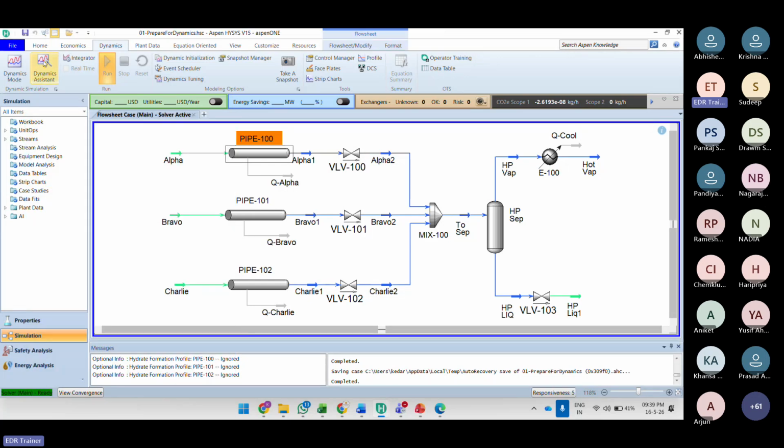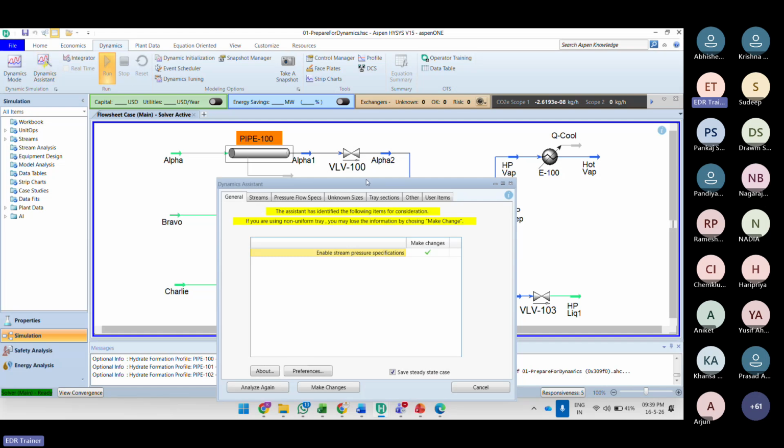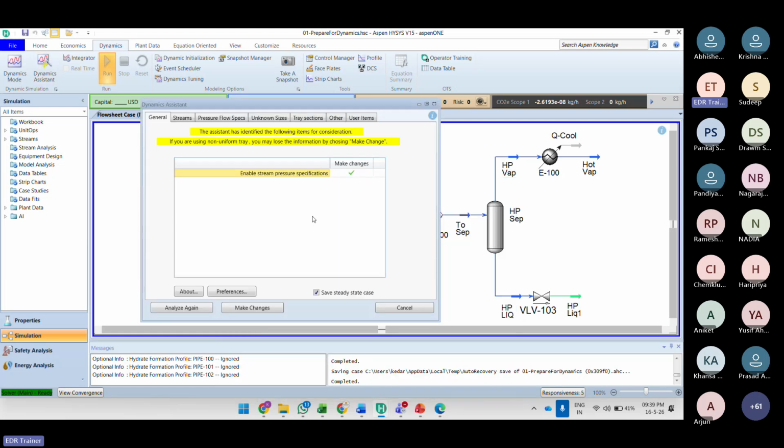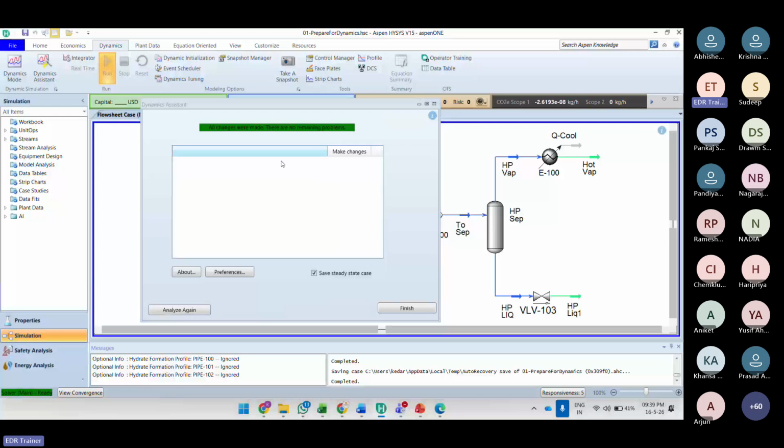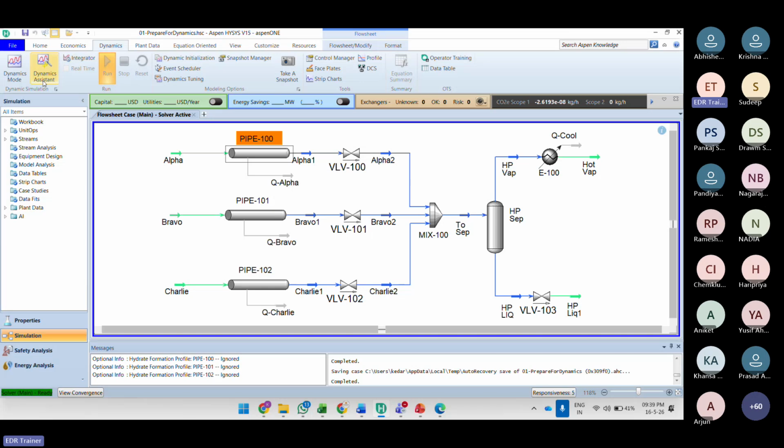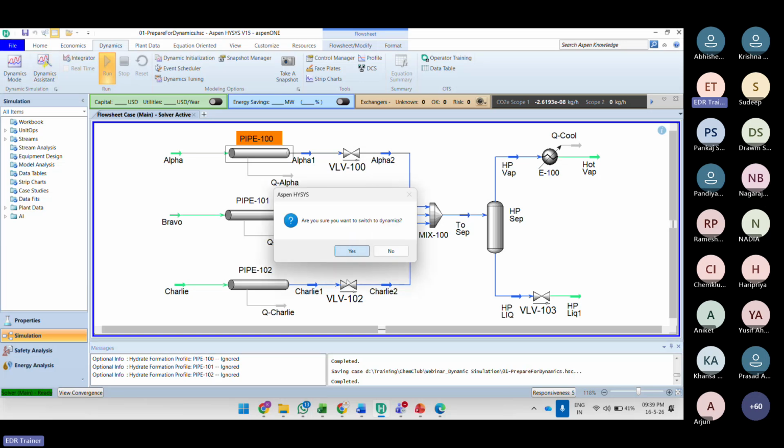Then for the dynamic assistant, as I said, if you miss something, it is better to check through the dynamic assistant. Even if you have done everything correctly, you can still check through the dynamic assistant whether you have done everything okay. Then if any changes have to be made, you ask it to make the change, and it is now ready to go. So once this is done, you are ready to go for the dynamic simulation.